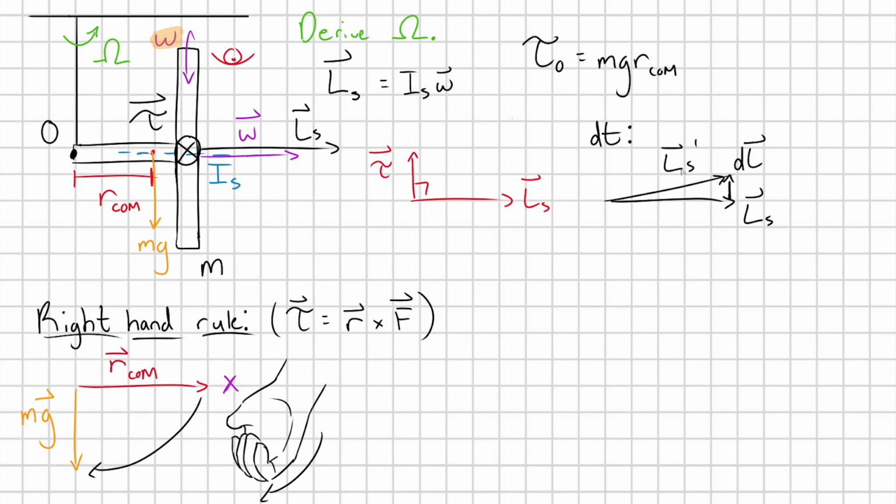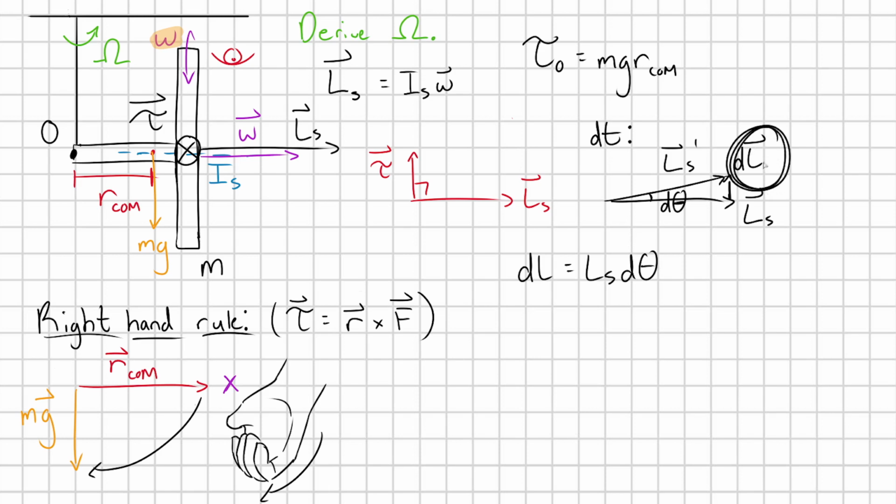All right, and we can add these two vectors together and we're going to have L sub s prime here. Do you see what's happening? If I keep taking this limit, this dL is going to get smaller and smaller. What's happening is that L sub s prime is really just changing direction, specifically by some little amount, which I'm going to call d theta. And so now we can write out dL is going to be equal to L sub s d theta.